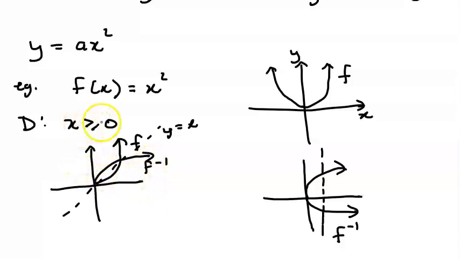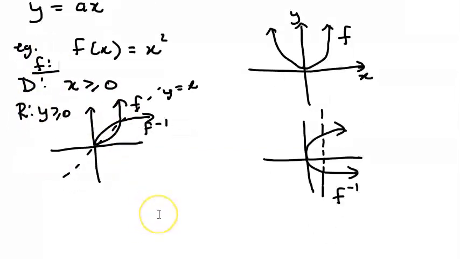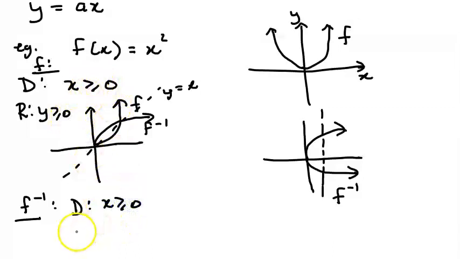So let's look at the domain and range of f. So what is the range of f? The range of f, there's f here, will be y greater than or equal to 0. So that's the domain and range of f. So let's look at now the domain and range of f inverse. For f inverse, there's f inverse here, remember the domain and range are swapped around, so the domain will be x greater than or equal to 0, and the range will also be y greater than or equal to 0.